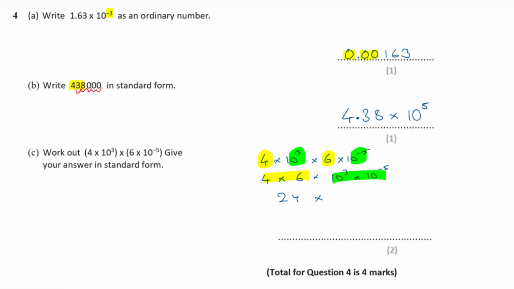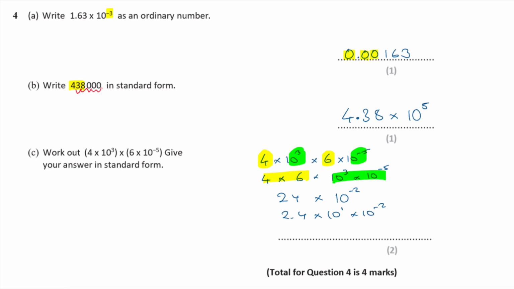Okay, now using laws of indices, when I multiply numbers with the same base, I add the indices. So 3 plus negative 5, that gives me negative 2. So that's 24 times 10 to the negative 2. Right, that is not quite in standard form because 24 is not a number between 1 and 10. So I need to rewrite that as 2.4 times 10 times 10 to the minus 2.